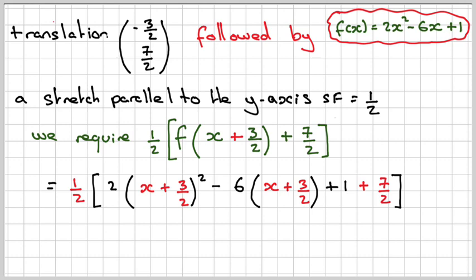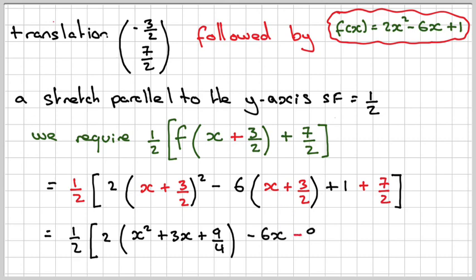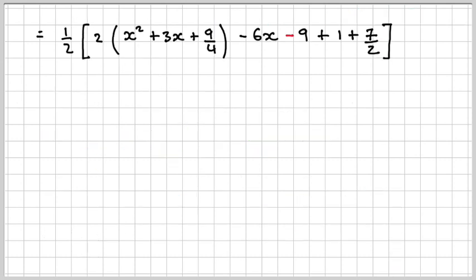Right, so we need to work with this algebraically and show that this is equal to x squared. So that will be a half, so you have to do it bit by bit. If you expand this and you know your expansions well, this will become x squared plus 3x plus 9 over 4. Taking this in here, that will become minus 6x minus, so 2's into 6 become 3. So 3 times 3 makes 9, so it would be minus 9 plus 1 plus 7 over 2, close the bracket off. Okay, so writing that out again here.